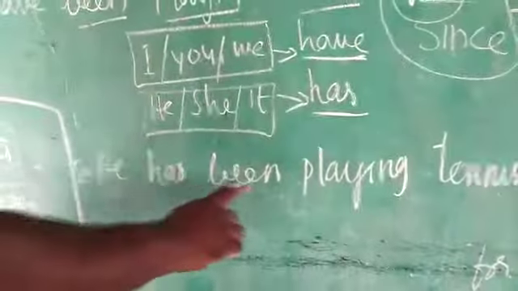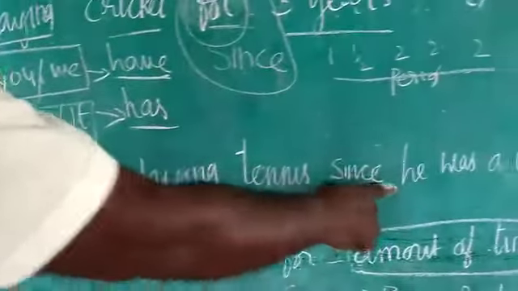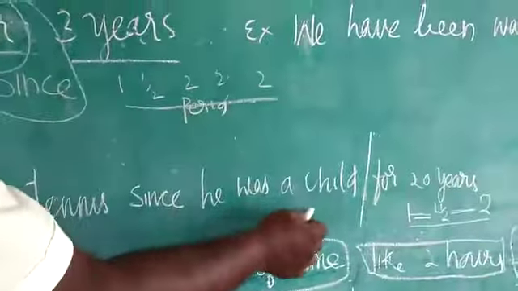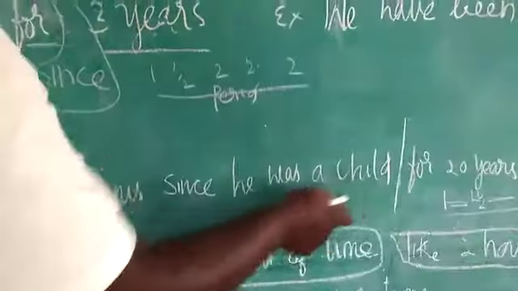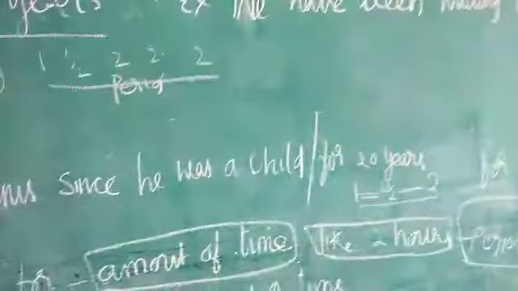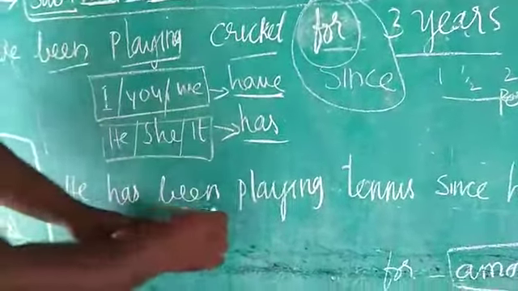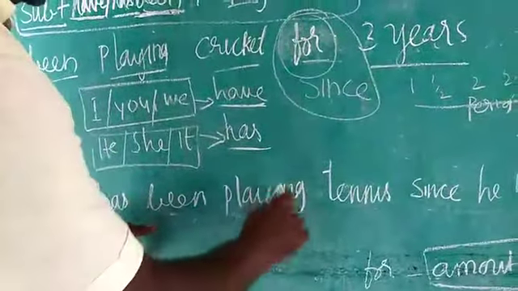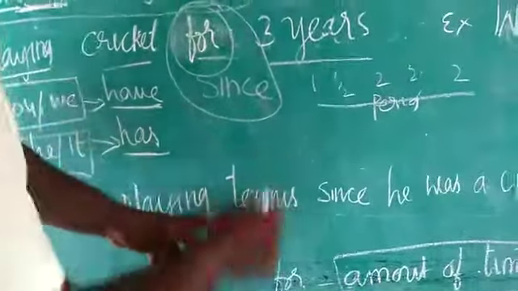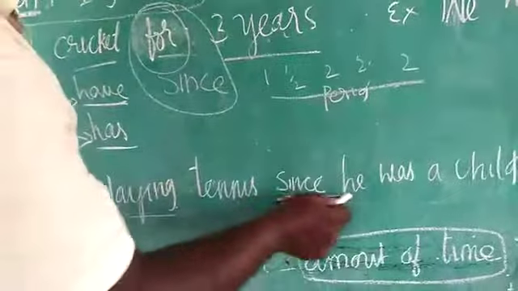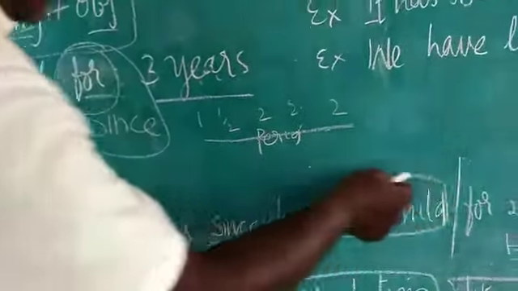Let's go with one more example here. He has been playing tennis since he was a child. Or instead of this, you can take for 20 years. He is the subject. Since we have taken he, you have to take has. Been is here as it is. V1 plus ing, we took play plus ing. Tennis is the object. Here we are talking about since he was a child.